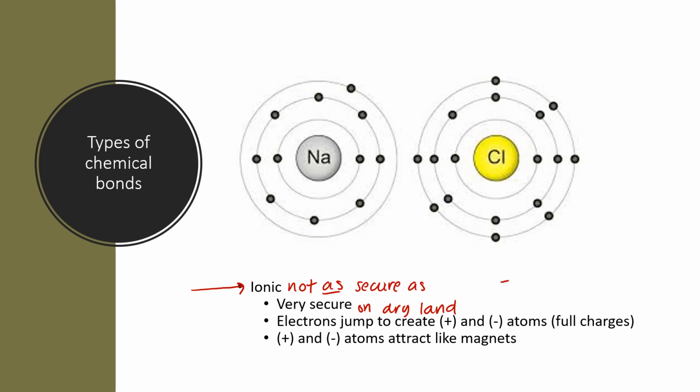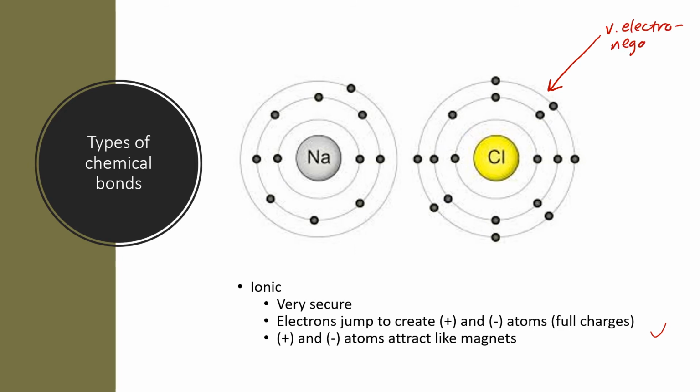What's going to happen is you have two atoms next to each other. One is a big time electron hog. It's very electronegative. And another, which is not very or not at all electronegative. You need a pretty steep gradient here for this to happen.